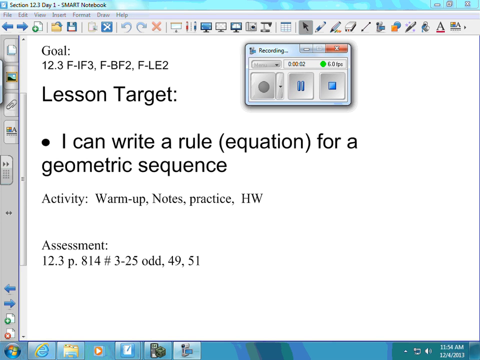Welcome back. We're going to start to wrap up this mini unit here, chapter 12. We're going to start section 3 in chapter 12. Our target for today is simply to write a rule, which is an equation, for a geometric sequence.